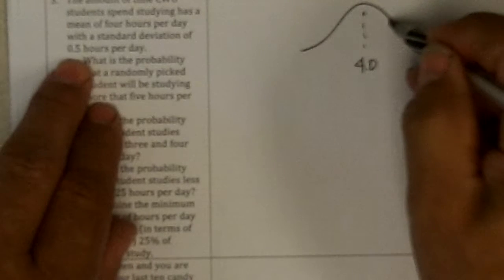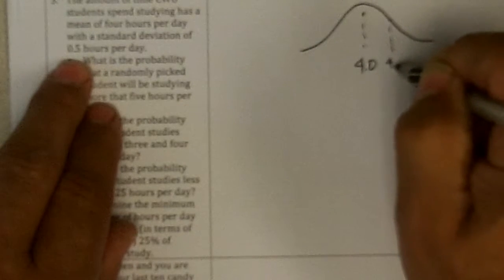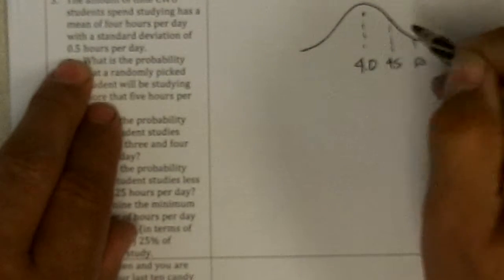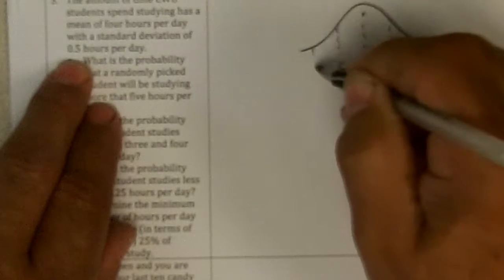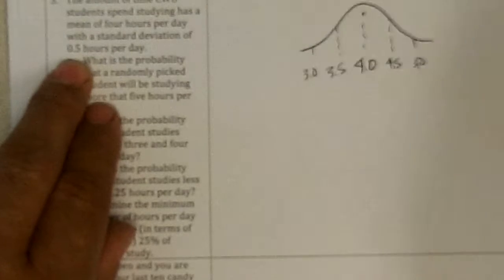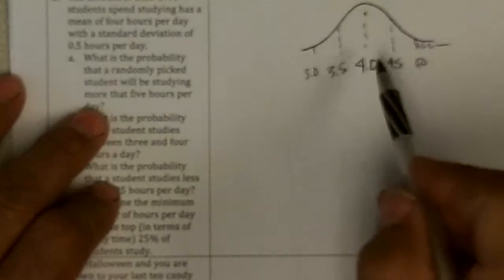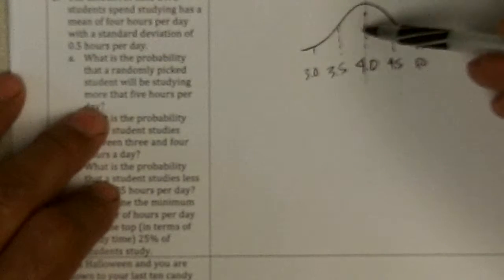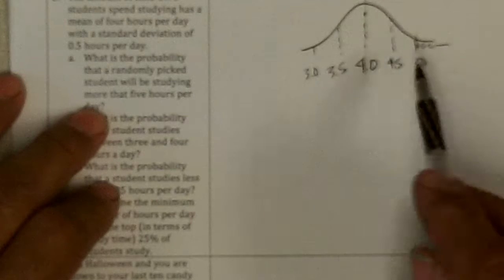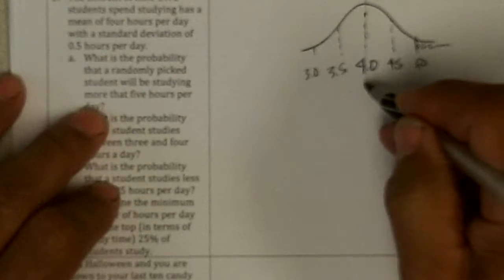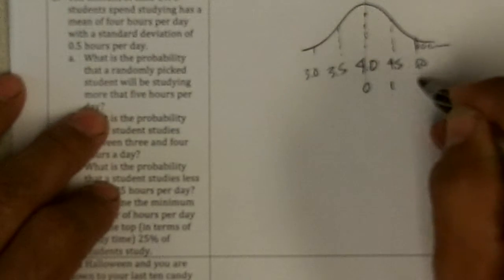A standard deviation of 0.5, so here's 4.5 and 5 and 3.5 and 3 and so on. What's the probability that a randomly picked student will be studying more than 5? That would be up here. Now if we use the table, it measures from the middle out to someplace. And each standard deviation is one z-score. Here's z 0, 1, and 2.